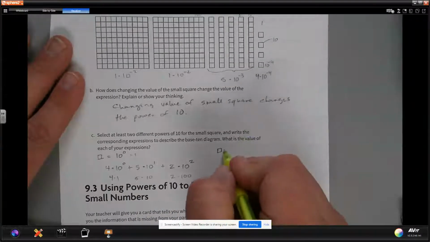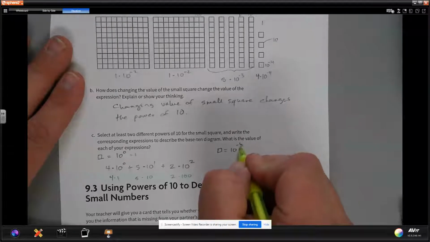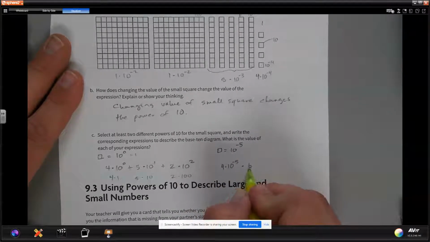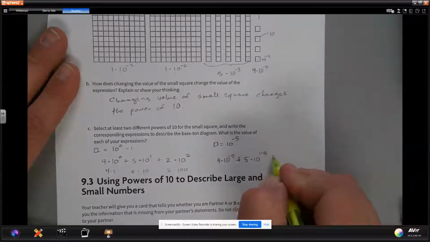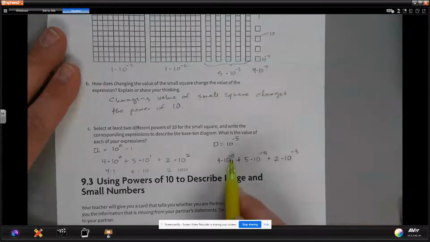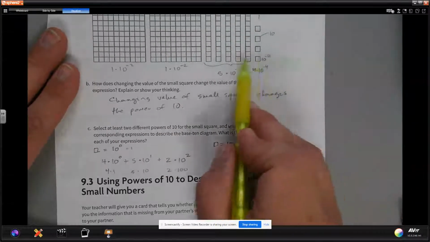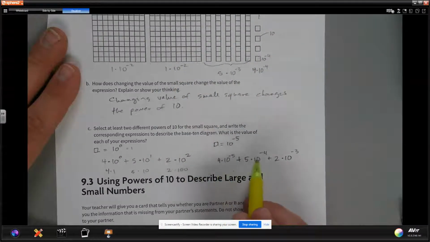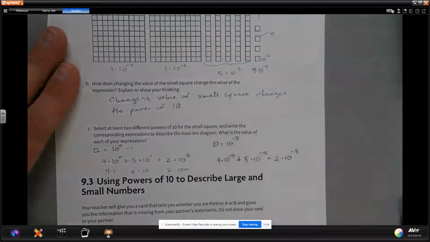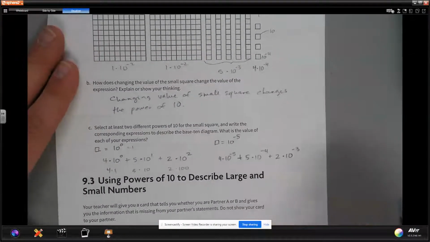If we said that the little box is equal to 10 to the negative 5th power, then we have that progression where this would be 4 times 10 to the negative 5th, plus 5 times 10 to the negative 4th, plus 2 times 10 to the negative 3rd. And we see that progression where we go from the smallest value to the largest value is 10 times larger each time. And you might be saying 10 times larger, those are negatives. Yes, but the negative is getting larger. And that might throw you off. It's getting larger because it's getting closer to 0. Okay.